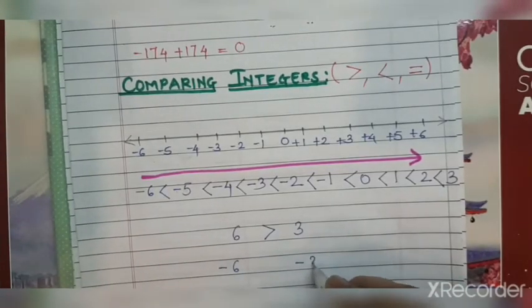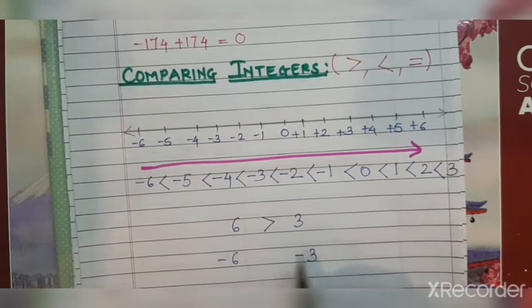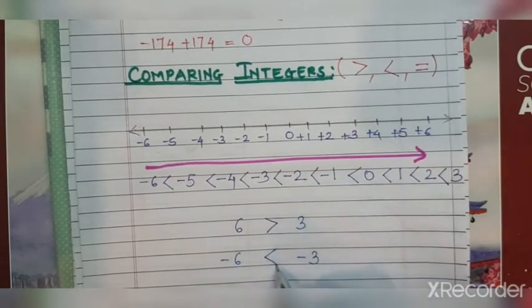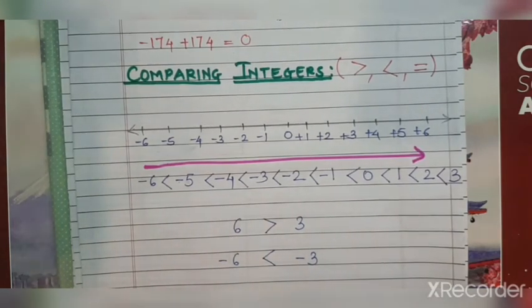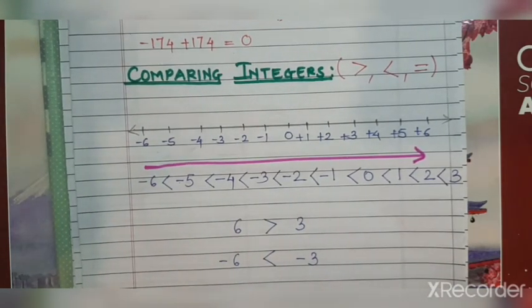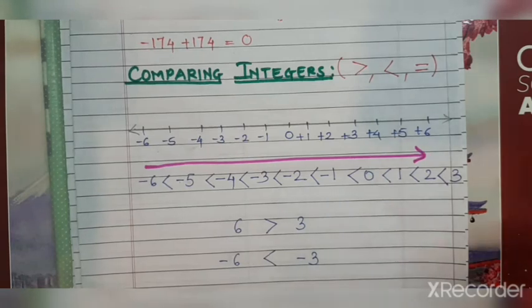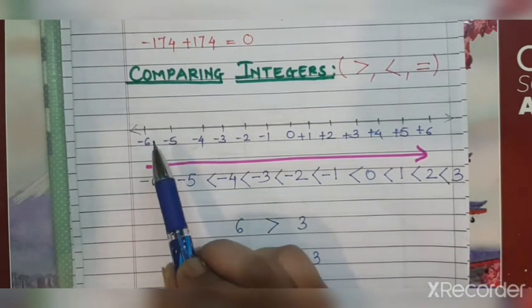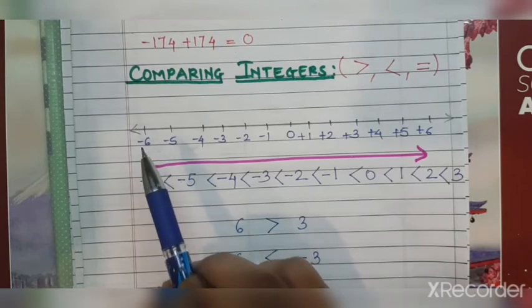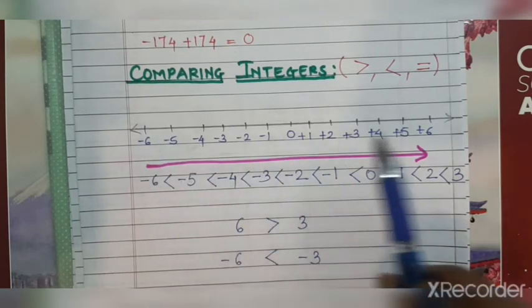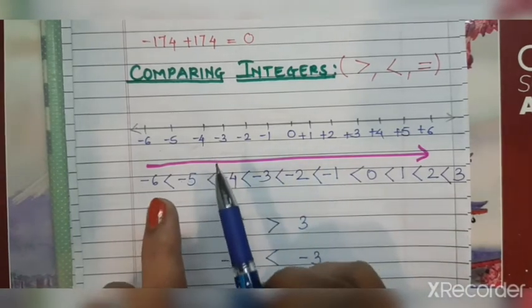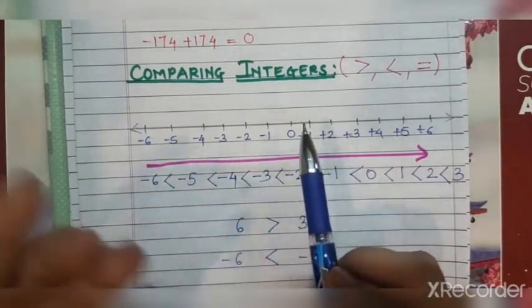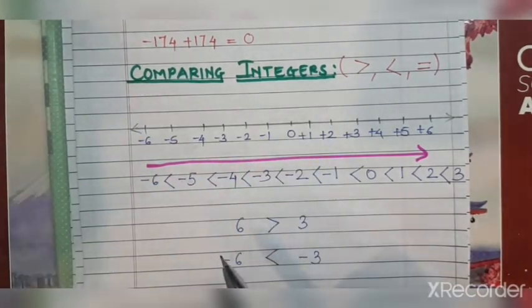But with the same numbers, when we are comparing negative integers, negative 6 becomes less than negative 3. There are many ways that you will remember, but understand the concept: the value of the numbers goes on increasing from left to right.